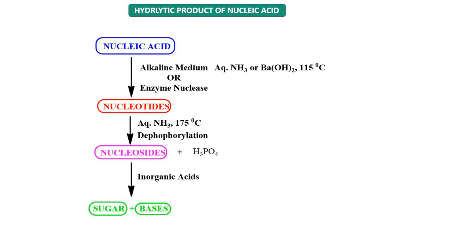So these are the three basic components of the nucleic acid, from which DNA and RNA are made up. Sugar, base, and phosphoric acid are the main components of the nucleic acid. Okay, now we'll move further. Now let's see one by one. First of all, we'll see the sugar component and the base component.